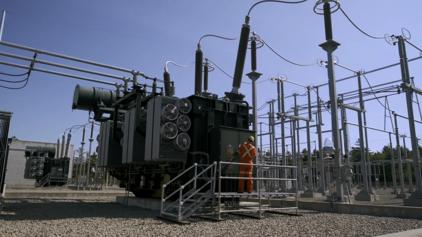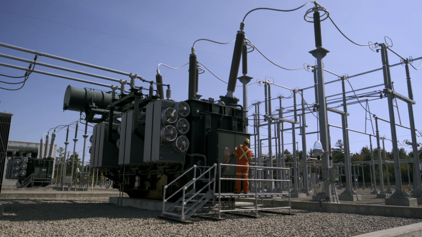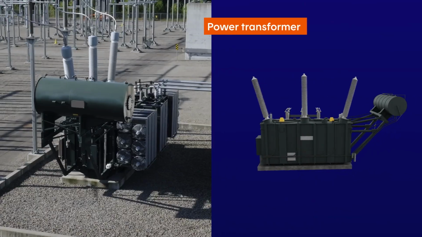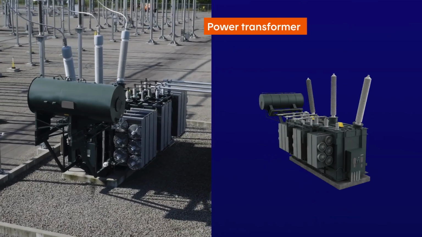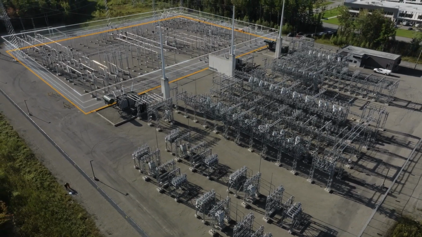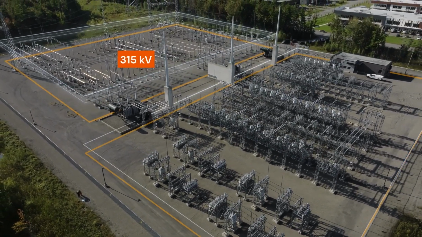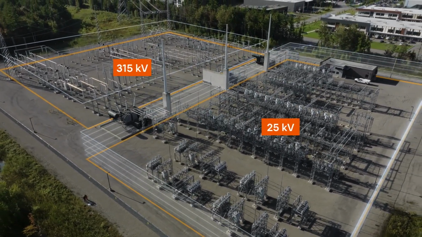This is the power transformer, the heart of the substation. It's inside this giant green box that the voltage is raised or lowered. Here, the transformer lowers the voltage from 315,000 to 25,000 volts.